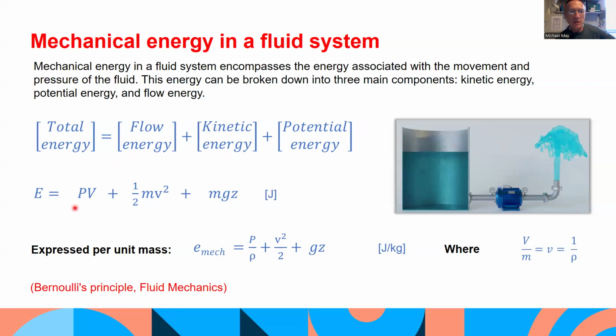So this is the total energy expressed mathematically. If we divide by m, we'll go from joules to joules per kilogram. But just note that if we divide V, the volume, by mass, we get specific volume, which is the inverse or the reciprocal of density. So that's how we can go from PV to P divided by density over here.